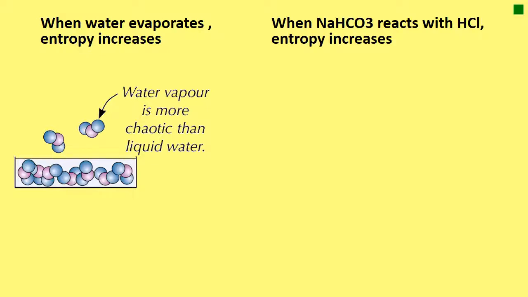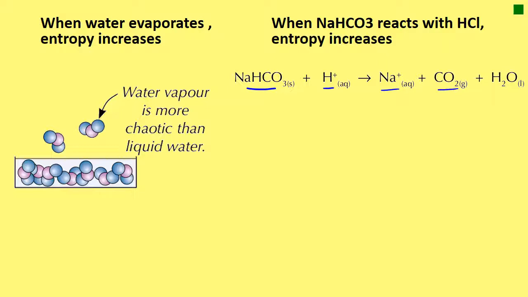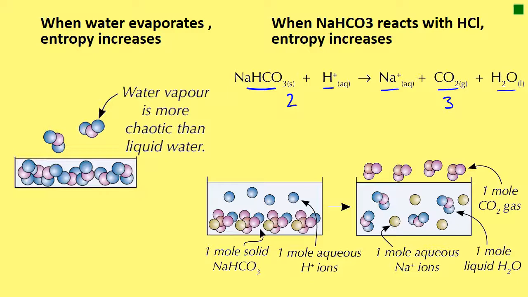Another example is when sodium hydrogen carbonate reacts with hydrochloric acid. The entropy increases there. Why is that? Let's have a look at the balanced equation. So you've got your sodium hydrogen carbonate here, your acid particles from your hydrochloric acid. And when that reacts, we get sodium ion, a carbon dioxide molecule given off, and a water molecule left around. So you can see that there are 3 particles here and only 2 particles on the reactant side there. So the number of particles has increased, as you can see with this diagram here.